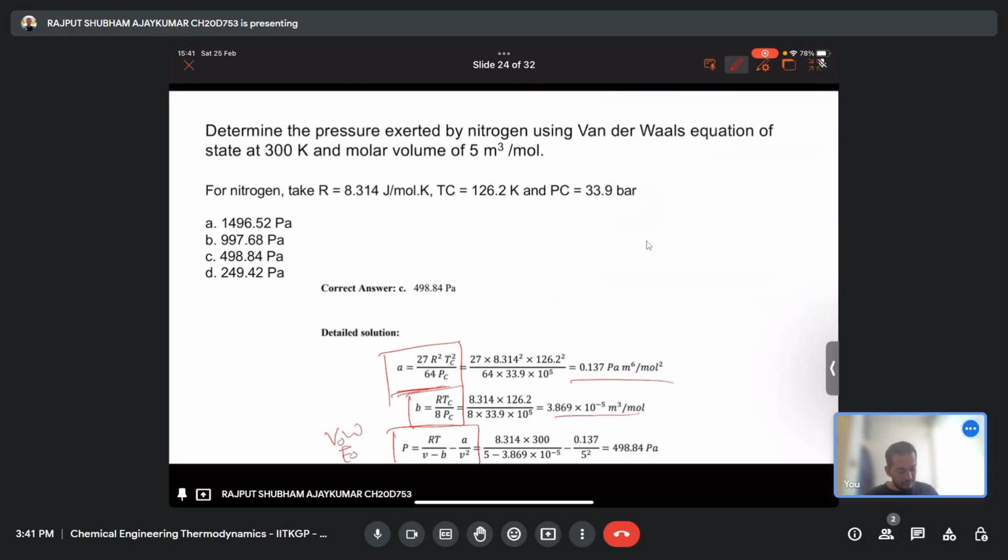Okay, it's just the simplest one. Just need to think about it a little bit. If A and B values are not given, how will you be able to identify the pressure using the Van der Waals equation of state? Okay.